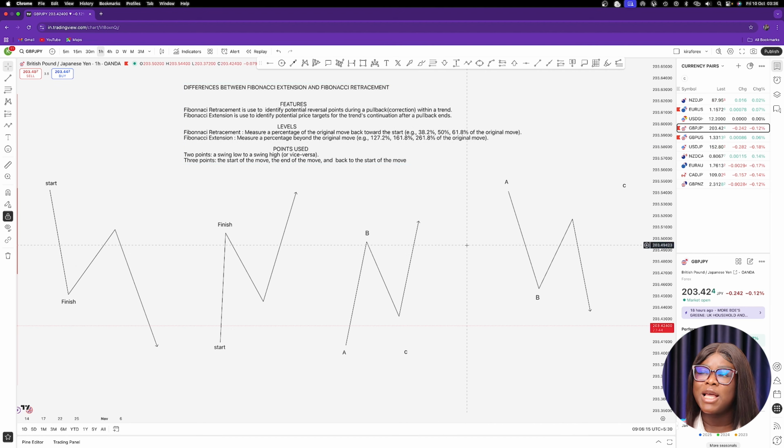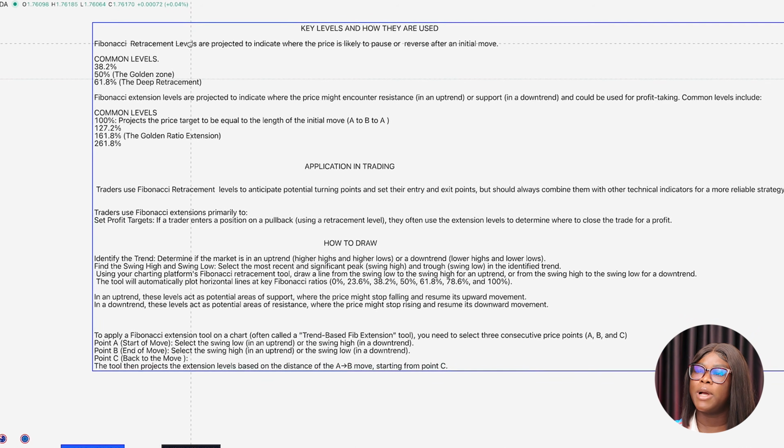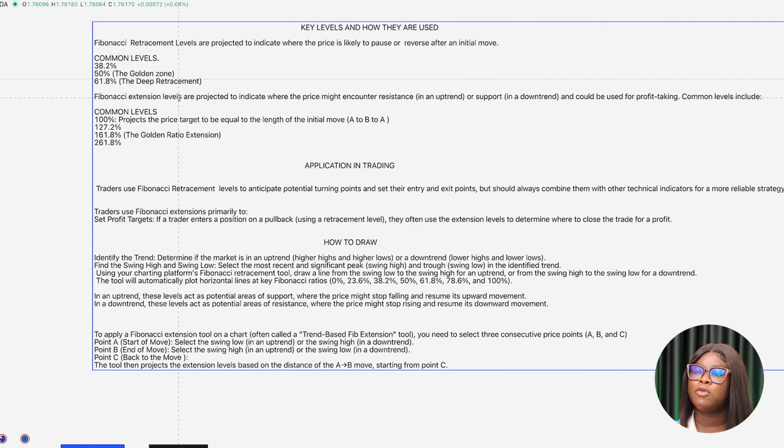Okay, so let me teach you. Let's finish everything, then we look at the real chart. You will understand it more when we are on the real charts. Let's move to what we have to learn next, which is how to drop the Fibonacci retracement level. But first, let's talk about key levels and how they are used. Okay, then we come to the application in trading and how to draw it.